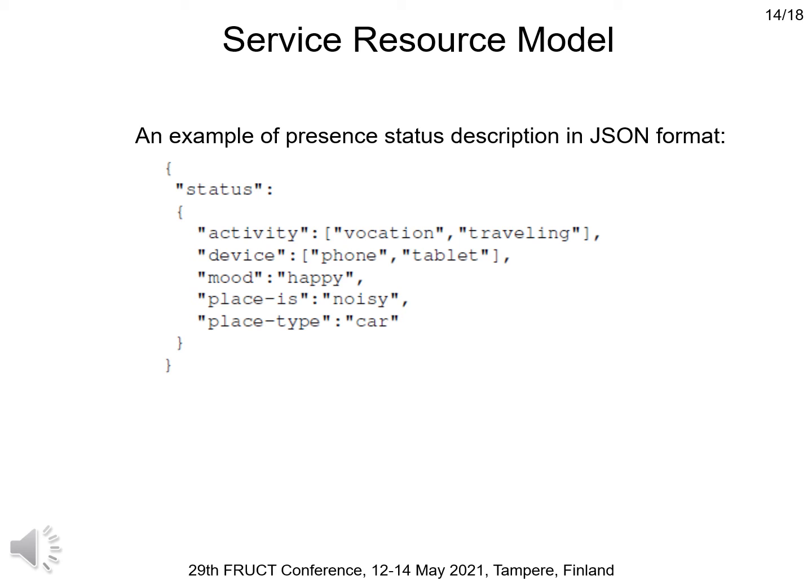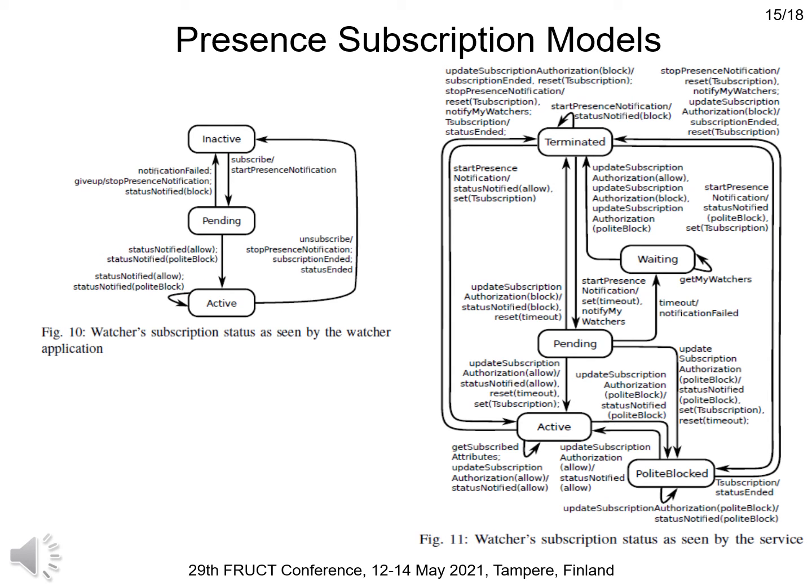The published presence information is a set of attributes that describe the presentity status or current disposition, activity, communication means, and contact. The presence and availability service needs to be aware of the watcher subscription status to notify the watcher about presence information changes. This status must be synchronized with the watcher application view on the presence subscription status. The figure on the left shows the simplified watcher's view on subscription status for presence information. The figure on the right shows the simplified service view on the presence subscription status of a watcher.